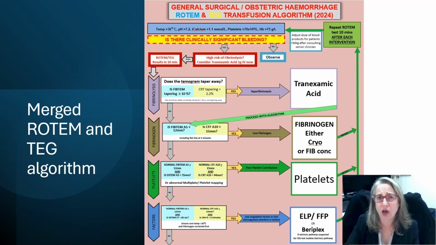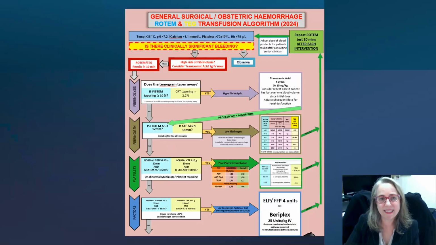And occasionally the EXTEM clotting time or one of the R times will be prolonged and plasma will be indicated. We also, sometimes if a patient is overloaded, and we really suspect that the extrinsic factors are a problem, then we might use Beriplex, which is a 4-factor PCC, remembering that there's no real TEG test looking for the extrinsic pathway. So you might need to look at other tests or empirically decide whether or not to give the Beriplex or go with FFP.